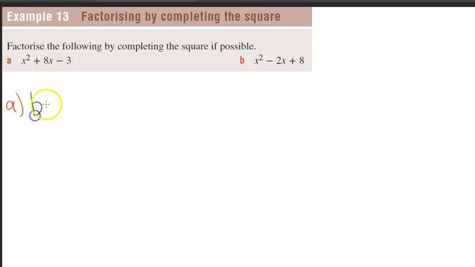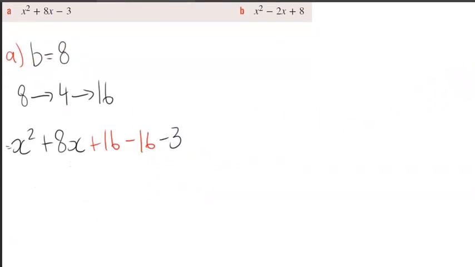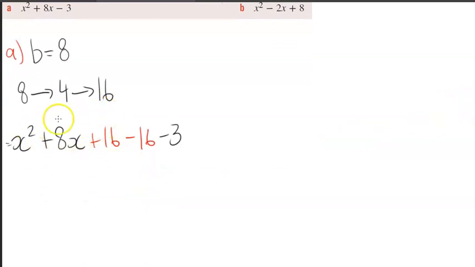Look at the b value, so the coefficient in front of the x is 8. When we halve 8, we get 4, and when we square 4, we get 16. So what we have here is x squared plus 8x plus 16, but to compensate for this, we also have to minus the 16, and then have this -3 tag along. So now we can complete this square.